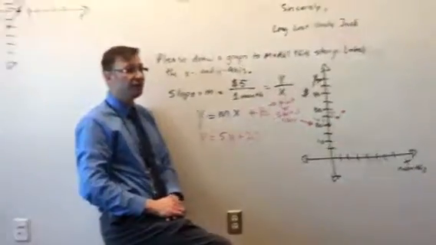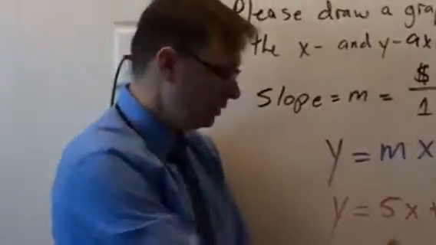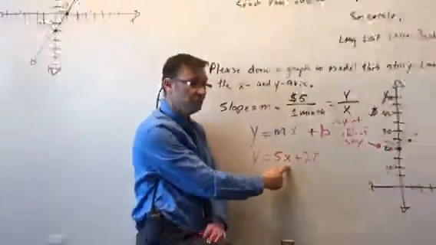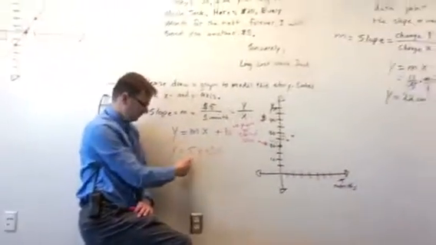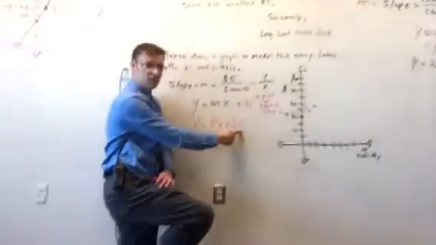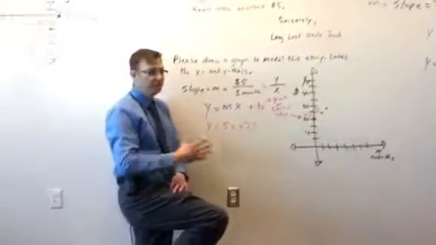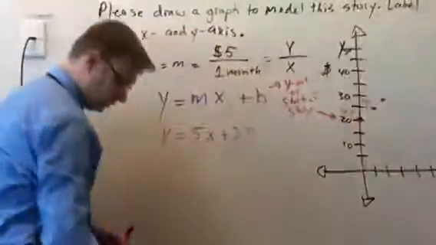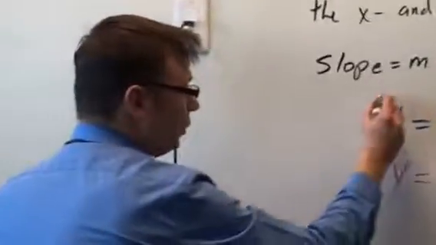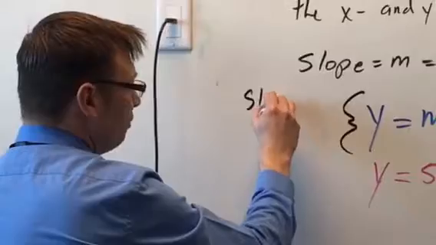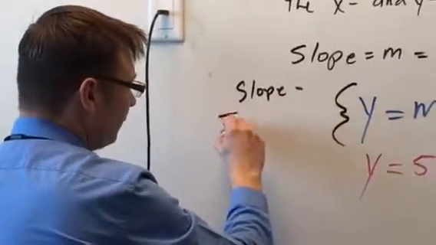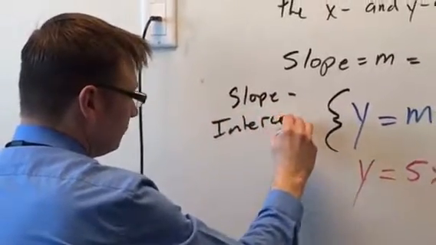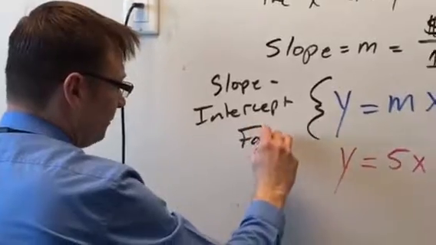70. And how'd you do that? $5 times 10 months plus 20. 5 times 10 plus 20. And you've got your slope-intercept form. This is called slope-intercept form.